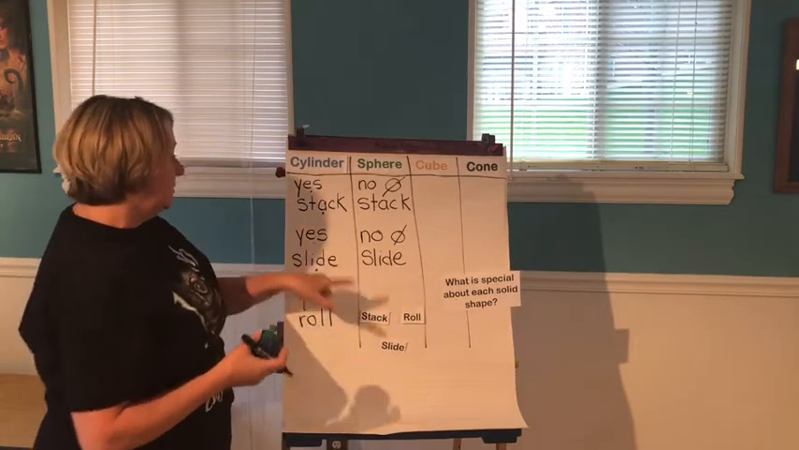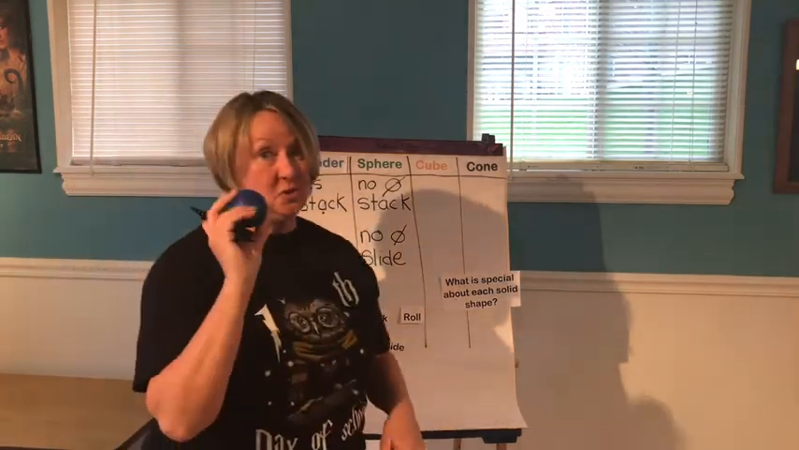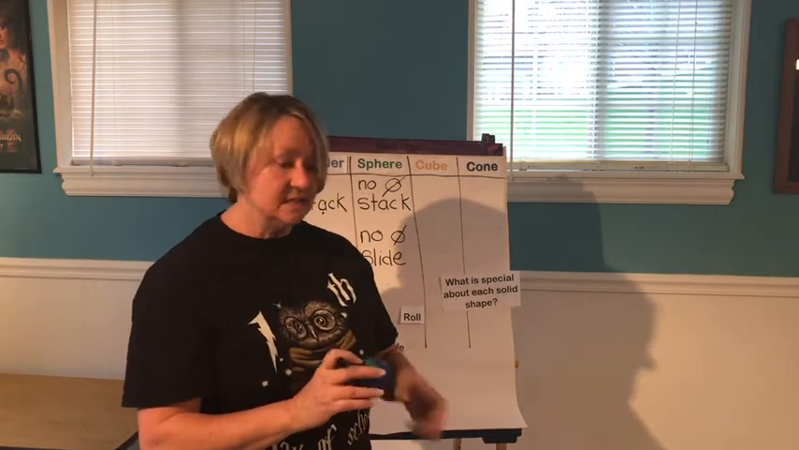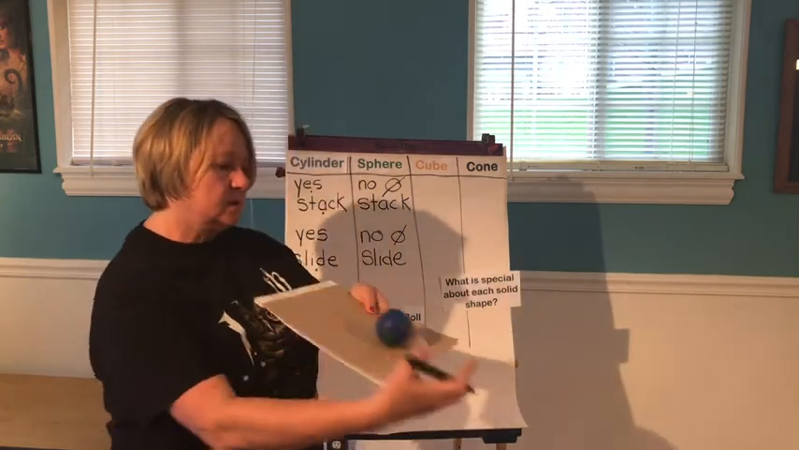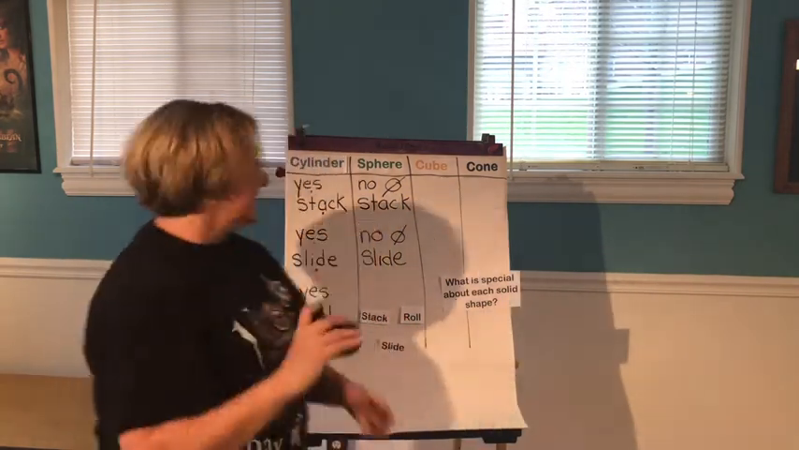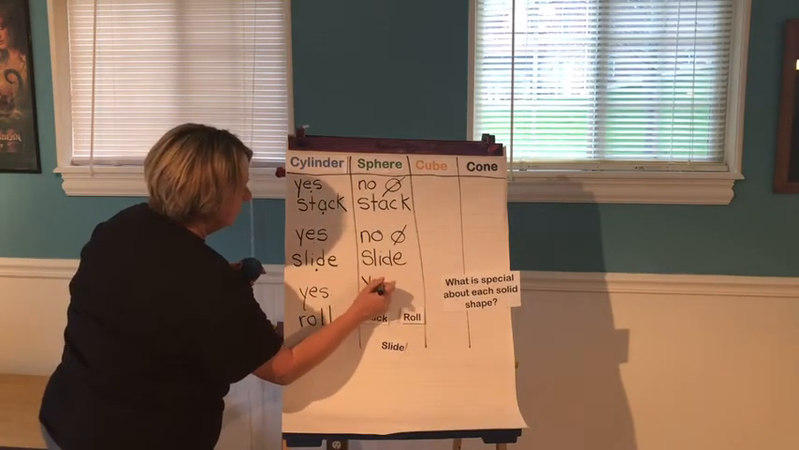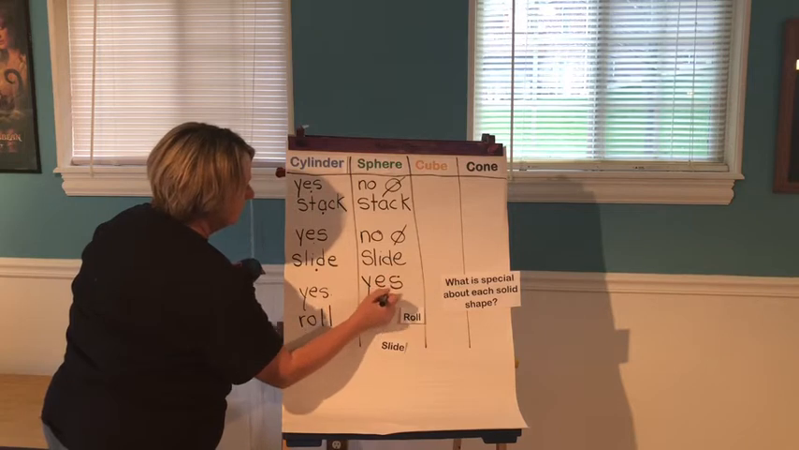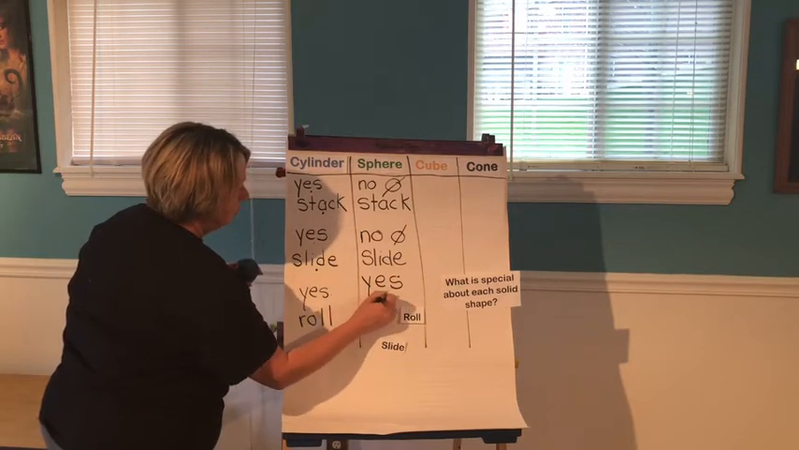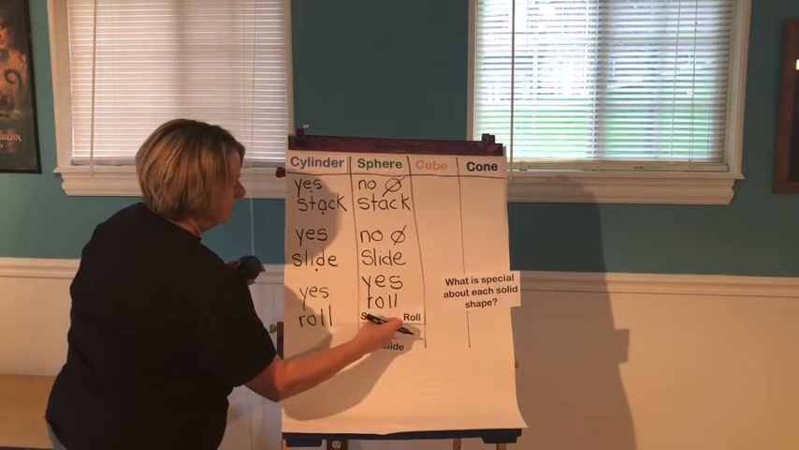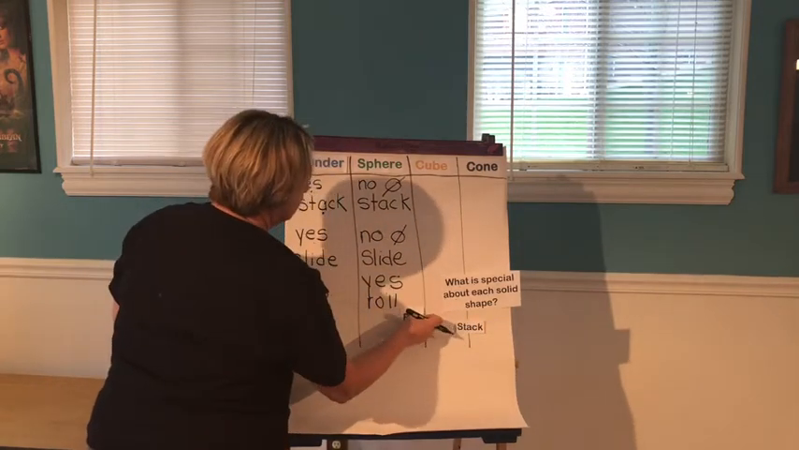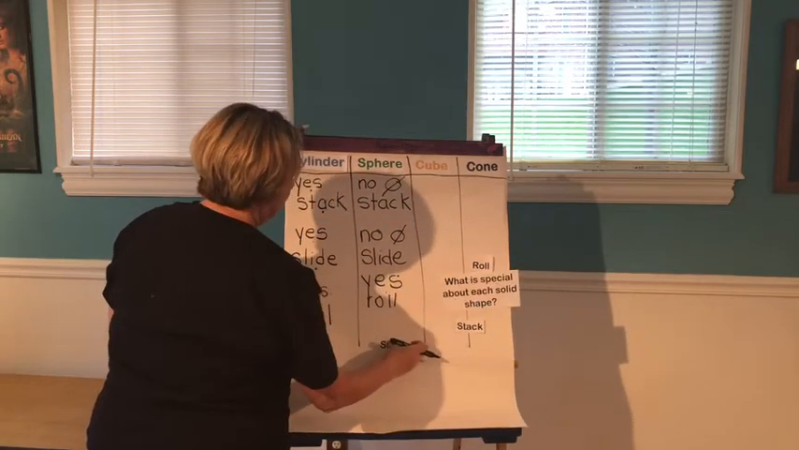Alrighty. Our next thing is, do you think it can roll? And you probably know the answer to that. This guy is a great roller. Bowling balls, golf balls, tennis balls. So he gets a big yes. And this is yes, he can roll. Roll. And Miss Berro's going to move our cool detective words over here.